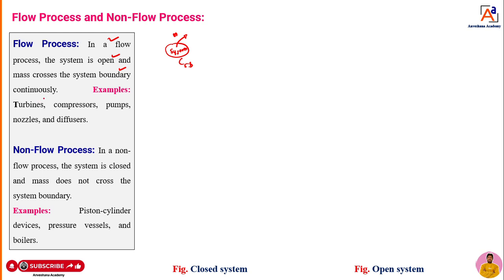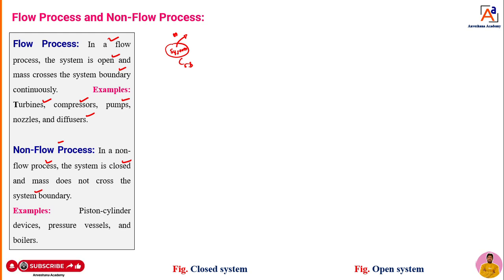Examples: you can take turbines, compressors, pumps, nozzles and diffusers. These are all examples of flow processes. What is a non-flow process? In a non-flow process, the system is closed and mass does not cross the system boundary.